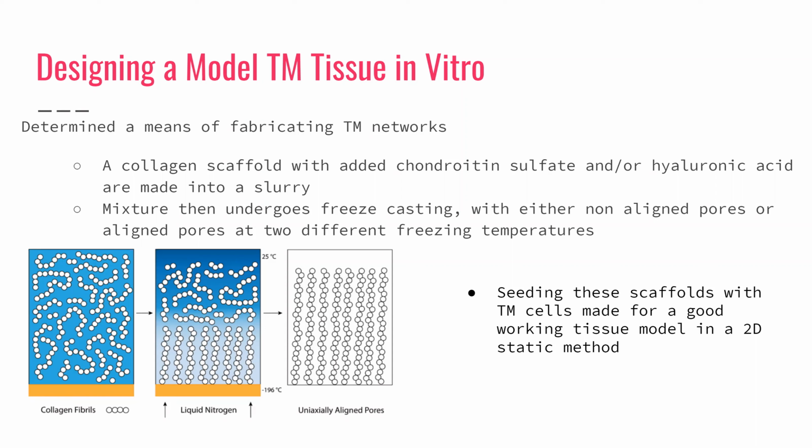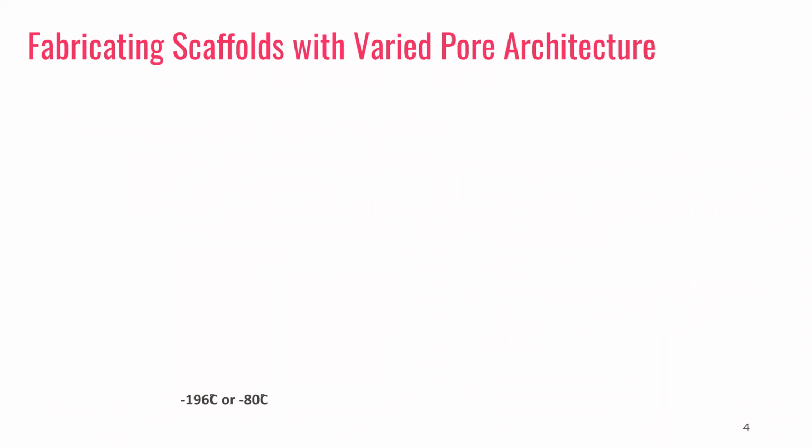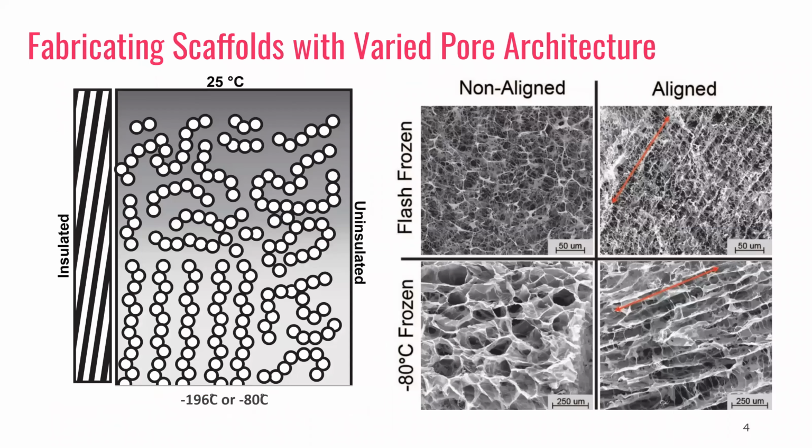The seeding of these scaffolds with the TM cells made for a very good working tissue model in a 2D static method, but we wanted to see if we could make that better. So after that, this is just showing the visuals of the 4 different freezing types, with the non-aligned referred to as NA and aligned as A in the future.